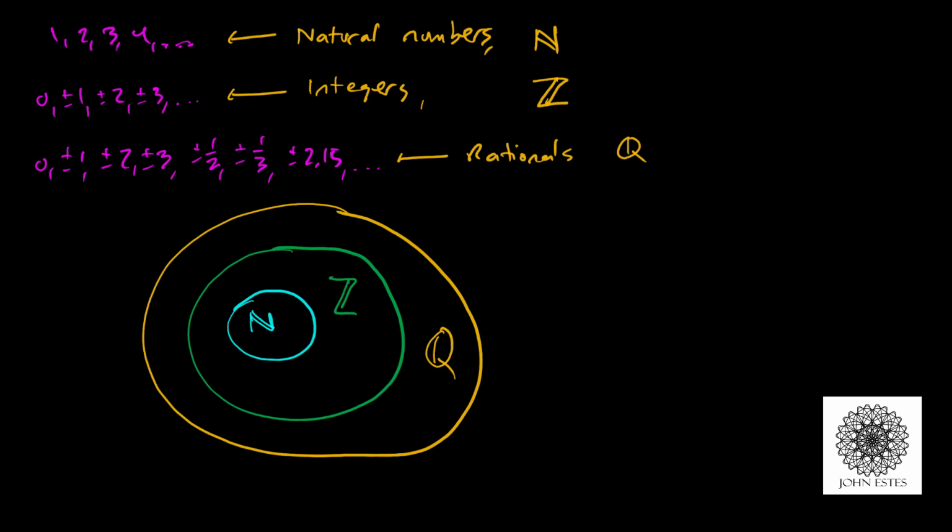And remember, every natural is an integer, every integer is a rational. And these are the common numbers that we deal with on a day-to-day basis. I hope this idea makes sense. Just again, understanding this terminology helps clarify what we're trying to do in mathematics.